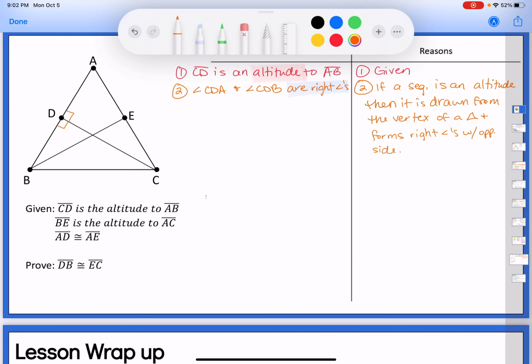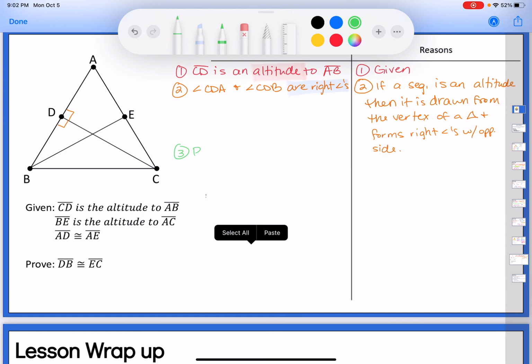All right, so there's a good if-then form for that. Okay, now what else am I given? Step 3, segment BE is an altitude to AC, given. Okay, so if BE is the altitude to AC, that means I have right angles right over here, right? Angle BEC and angle BEA.